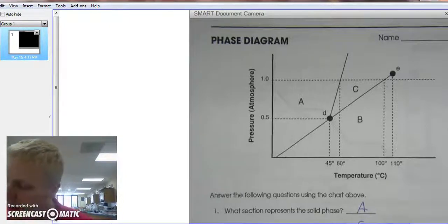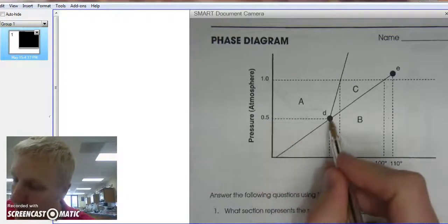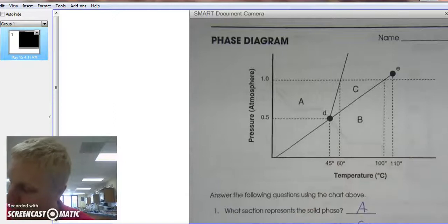And at what temperature and pressure do all three phases exist or coexist? That's the triple point. That's 0.5 atm and 45 Celsius. 0.5 atm, 45 degrees Celsius.